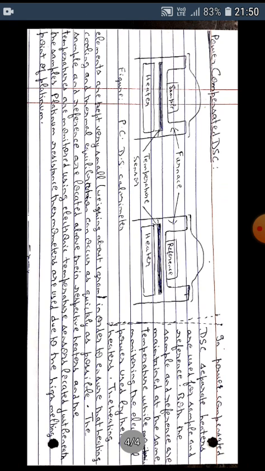The second type of instrument is known as the power compensated differential scanning calorimeter, which is shown in the figure. In power compensated differential scanning calorimeter, separate heaters are used for sample and reference. Both the sample and reference are maintained at the same temperature while monitoring the electrical power used by the heaters.